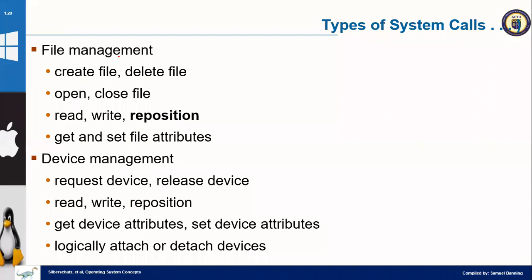For file management, we have system calls that can create a file, delete a file, open a file and close a file, and read, write, and reposition the cursor in a file. If you have this file, for example, and it is being read, suppose you are at this position in the file, you can use a system call to reposition and bring the cursor to this position here. Then we have a system call that can be used to get and set the file attributes. These are for file management.